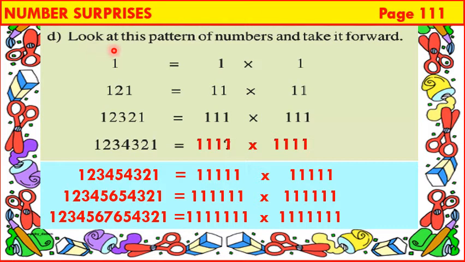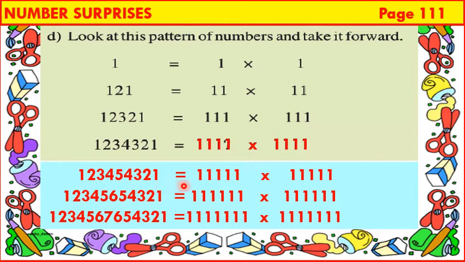D. Now look at the given pattern and take it forward. 1 is 1 times 1. 121 is 11 times 11. 12,321 is 111 multiplied by 111. 1,234,321 is 1,111 multiplied by 1,111.